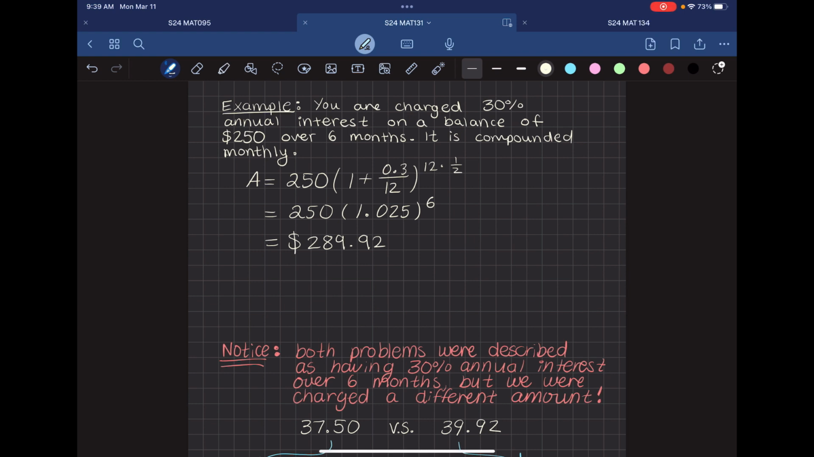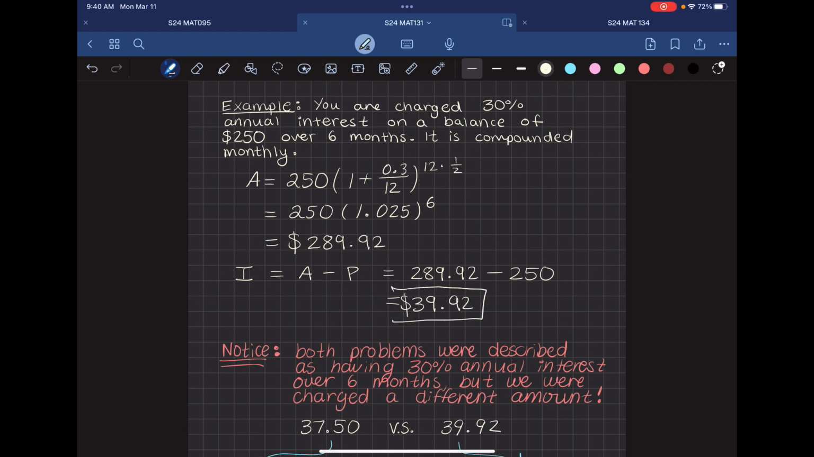If we want to look at the interest that we earned over that period, or that we were charged over that period, whether this is an amount that you owe or a savings account, probably an amount that you owe since the interest rate is 30% annually. You would take the amount that's in the account and subtract off the principal balance, right? So just what you have at the end minus what you put in at the beginning, and everything else is going to be interest. So that's $289.92 minus 250.